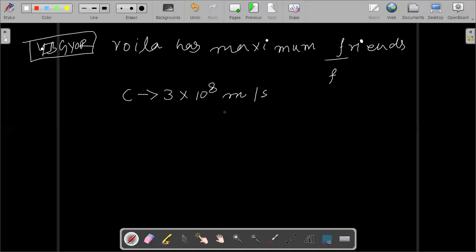So all the colors of light, whether it be violet, indigo, blue, green, yellow, orange, or red, whether it be the gamma ray, X-ray, or any of them, whatever color it is, whatever light it is, all the colors of light travel with the same speed, 3 multiply 10 to the power 8 meter per second, in vacuum or air. So the speed of light is the same everywhere. It's 3 multiply 10 to the power 8 meter per second everywhere.